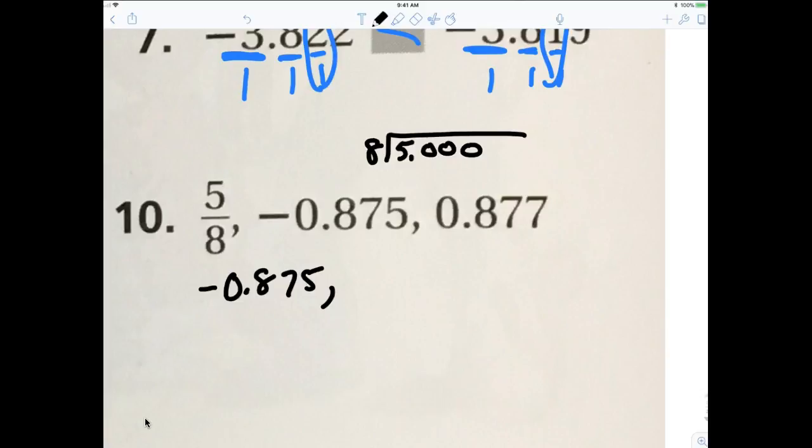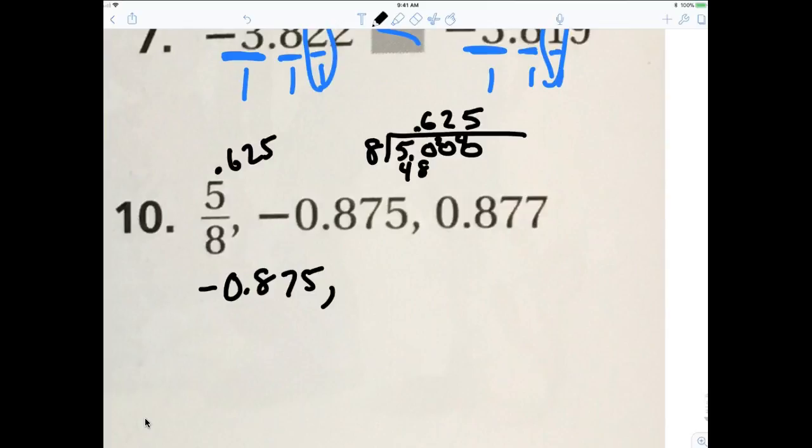How many times? 6 times. 48. Then you have 2, 20. Hold on a second. 8 goes into 20 twice, with how much left over? 4. And then 8 goes into 40 5 times. Right. So 5/8 is the same as 0.625. All right. Oh, I remember.